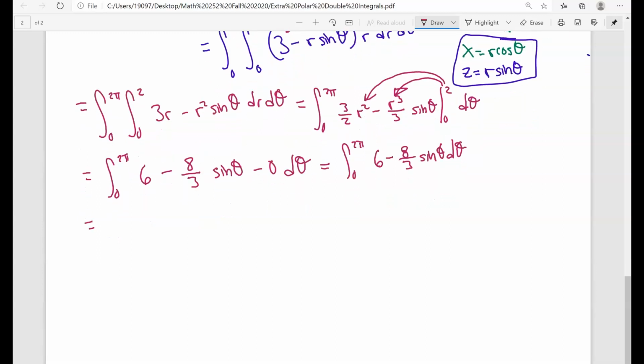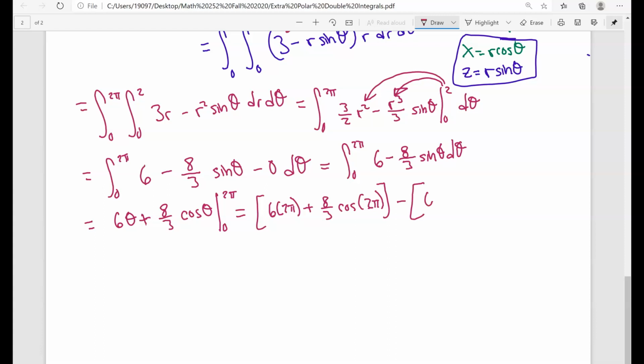So integrating this, you're going to have 6 theta minus 8 over 3. The integral of sine is going to be negative cosine, so now this turns into a positive. And now I'm going to integrate from 0 to 2 pi. So I'm going to have 6 times 2 pi plus 8 over 3 cosine of 2 pi, minus 6 times 0 plus 8 over 3 cosine of 0.